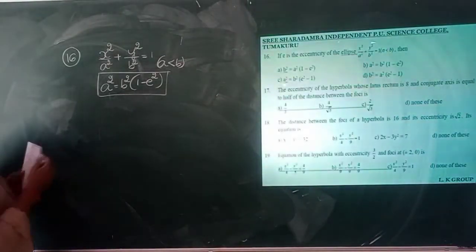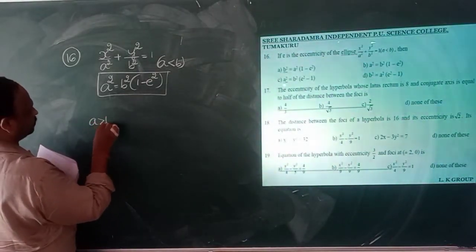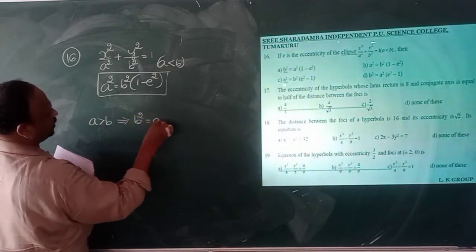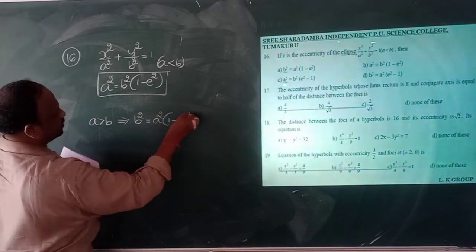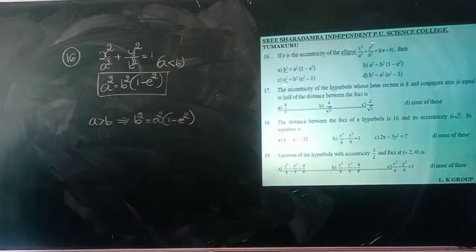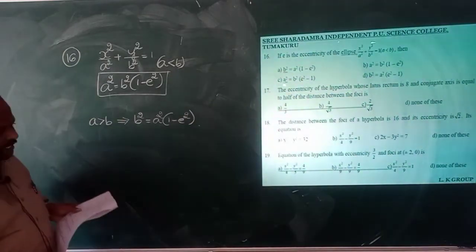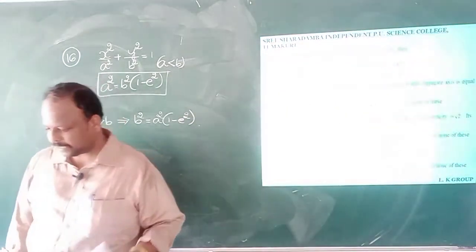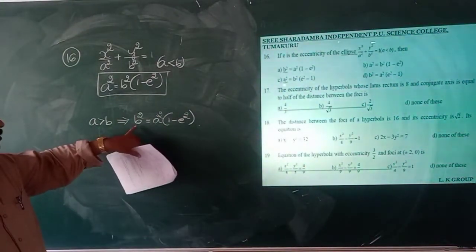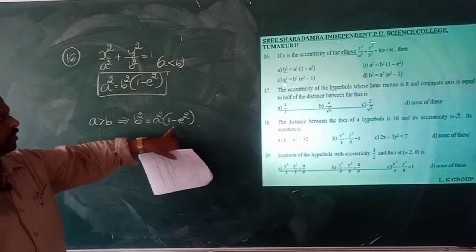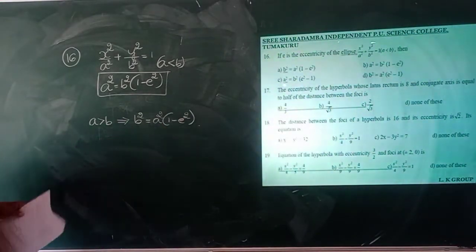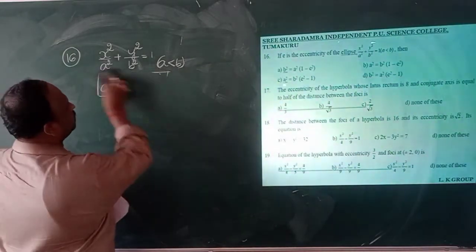If it is a greater than b, then b square is equal to a square into 1 minus e square. You should note down these two formulas. Here in NCERT they have given c by a for eccentricity and all, so a little bit of difference is there. That was question 16. After that, the 17th one.